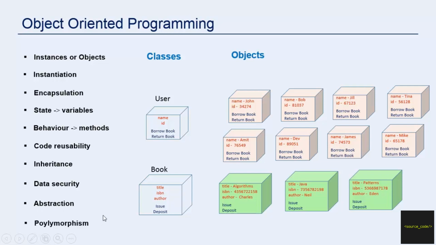Polymorphism, which means one thing many forms, can also be implemented in object-oriented programming. Now in the next lecture, we'll see how to create classes and objects in Python. But before going to the next lecture, I want to clarify the terminology used in Python so that you don't get confused between the terms objects and classes.